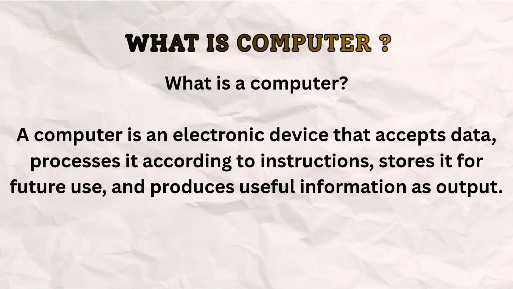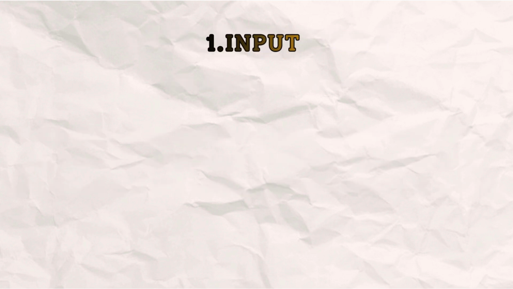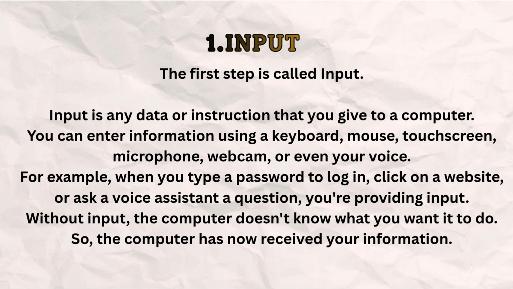Now that we know what a computer is, let's look at the very first step in the process. 1. Input. The first step is called input. Input is any data or instruction that you give to a computer. You can enter information using a keyboard, mouse, touchscreen, microphone, webcam, or even your voice. For example, when you type a password to log in, click on a website, or ask a voice assistant a question, you're providing input. Without input, the computer doesn't know what you want it to do. So the computer has now received your information. But what happens next? Let's find out.